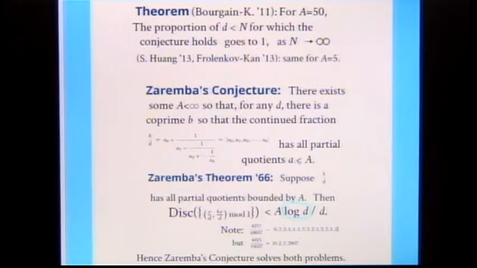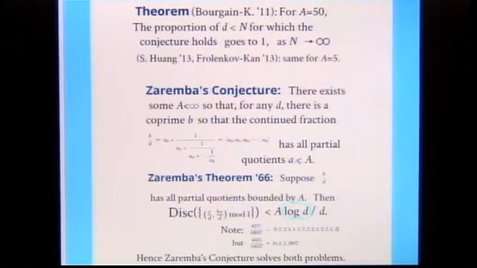Is 5 best possible? Okay, so from the point of view of the theorem, which is density 1, 5 is not best possible. 2 should be best possible. But from the point of view of Zaremba's original conjecture, 5 is best possible. And I'll tell you why.